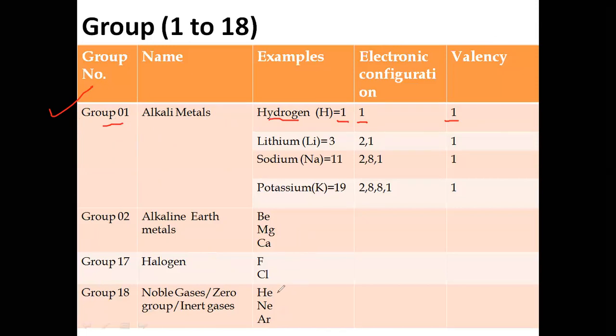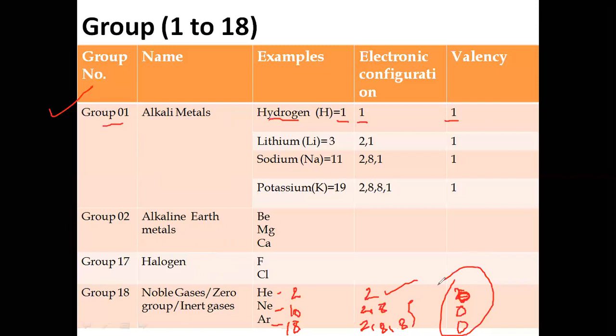One example we can take is helium. Helium has atomic number 2, so the configuration will be 2, and its valency is 0. Now neon. Neon is 10, so it will become 2, 8 and the valency again becomes 0. And third is argon, which has atomic number 18, so it will be 2, 8, 8. Its valency will again be 0, because here duplets are complete, here octets are complete. Therefore, the valency of every element in this group is 0. In this way, you can complete group number 2 and 17.